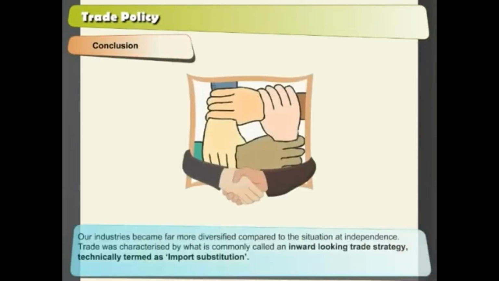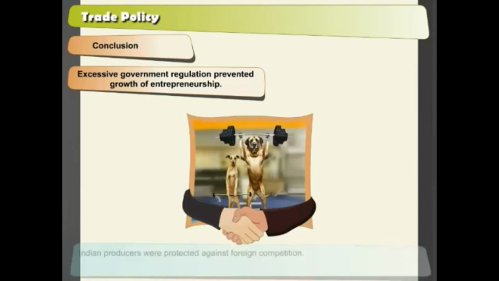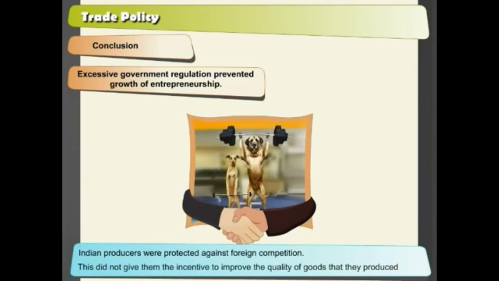To conclude, in the first 7 plans, trade was characterized by what is commonly called an inward-looking trade strategy, technically termed as import substitution. This policy aimed at replacing or substituting imports with domestic production. In this policy, the government protected domestic industries from foreign competition. Excessive government regulation prevented growth of entrepreneurship. In the name of self-reliance, Indian producers were protected against foreign competition, and this did not give them the incentive to improve the quality of goods that they produced.